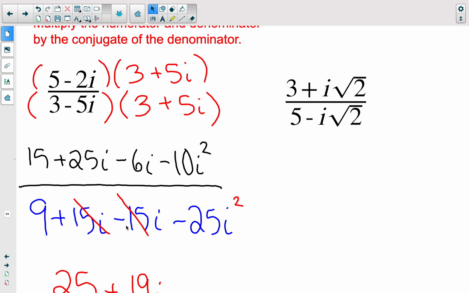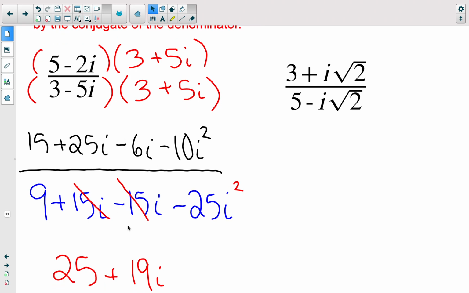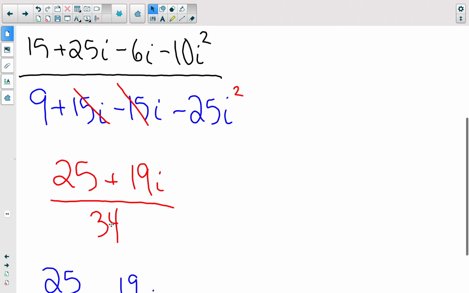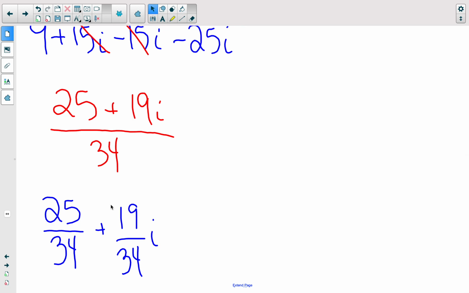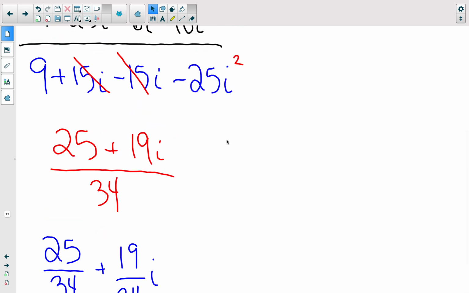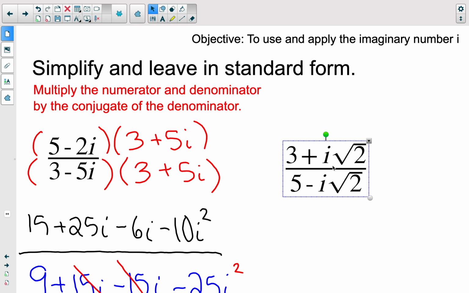These inner terms here will always negate each other to 0. They're always going to be opposite values. That's one of the reasons why we're using the conjugate, and we're always going to be left with a real number in the denominator. So this in red here is equivalent to the answer, but it's not yet in standard form. We have to have the real term plus or minus the imaginary term. So we're just going to split it at the addition or subtraction sign, and we'll have 25/34 plus 19/34 i. So let's finish with this example here.